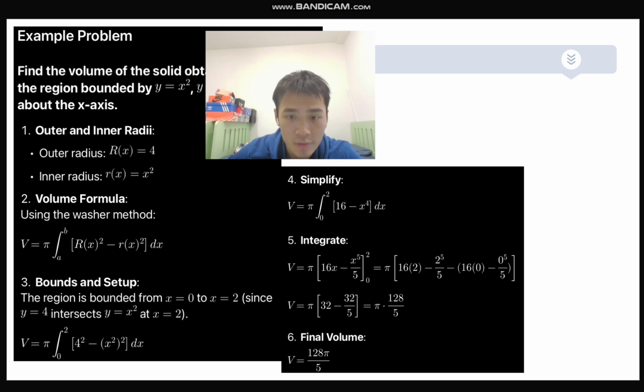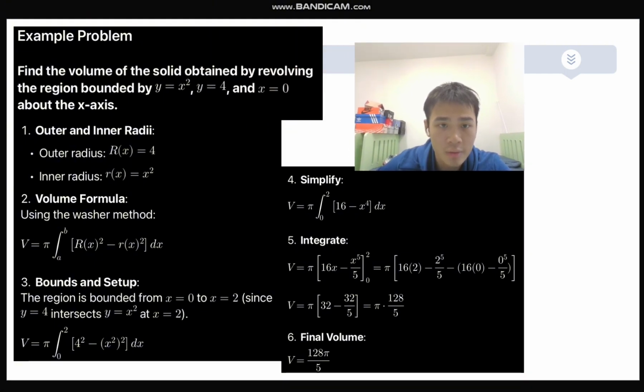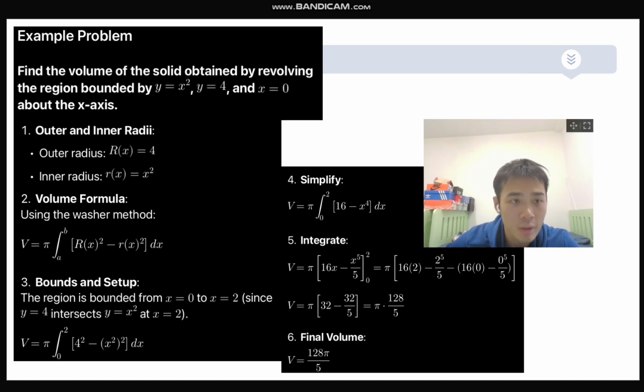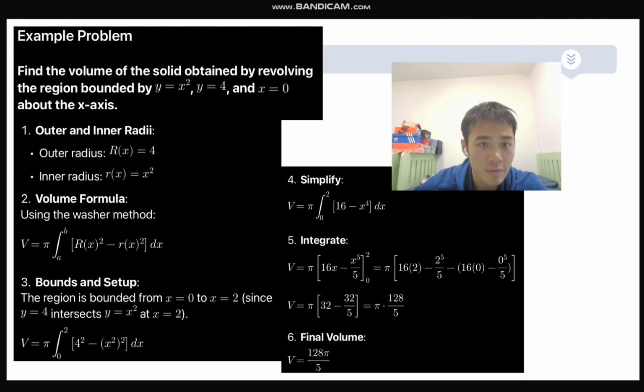After simplifying, we can get this function in the fourth part. And the last step we are going to do is to integrate. So after calculating, we can get that the final volume is 128 pi over 5. So this is how we use the washer method to solve problems like this, which asks us to find the volume of a solid.